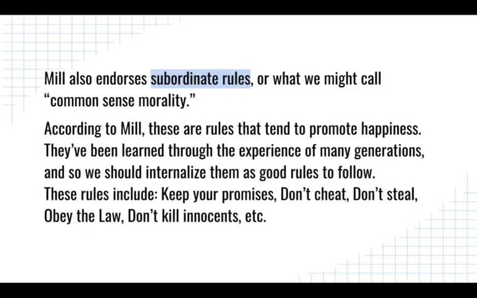Okay. Just so that we're clear on how utilitarianism really works on a day-to-day basis, Mill also endorses subordinate rules, or what we might call common sense morality. So you don't need to do a utilitarian calculus every single time you're making a moral choice. Most of the time, really, just follow common sense morality. According to Mill, these are rules that tend to promote happiness. They've been learned through the experience of many generations, and so we should internalize them as good rules to follow. These rules include keep your promises, don't cheat, don't steal, obey the law, don't kill innocents, etc.